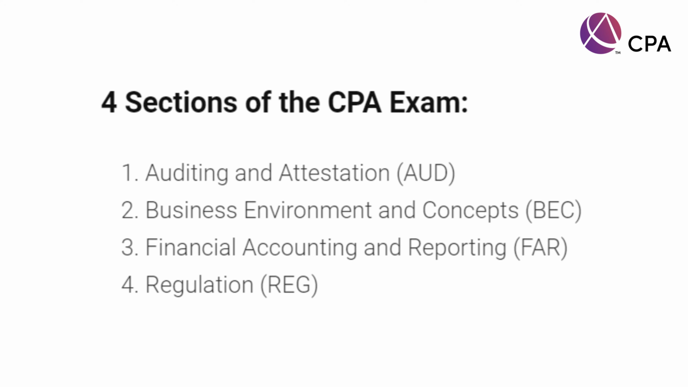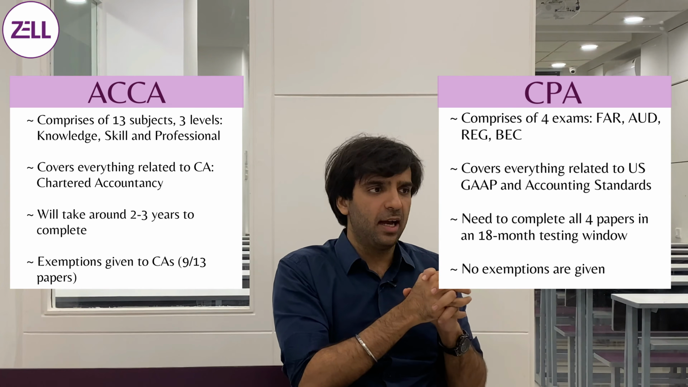There is auditing, which is US auditing standards. There is regulation, which is US taxation and laws. And there's a business paper. So there's a business paper in ACCA also. There is a business paper in CPA also, called BEC, which is business environment.